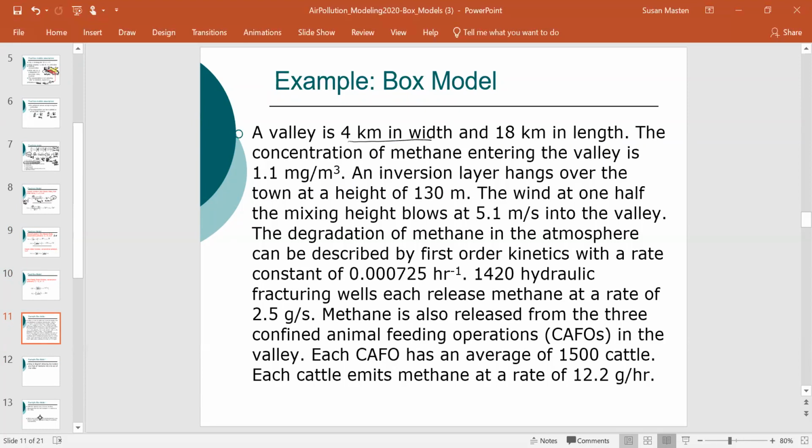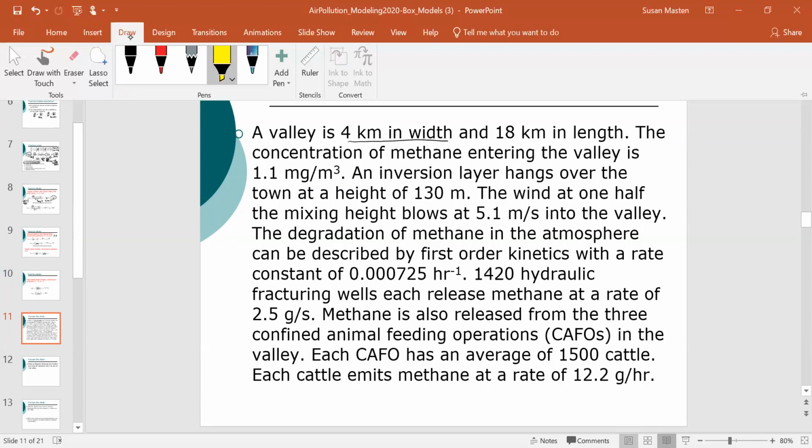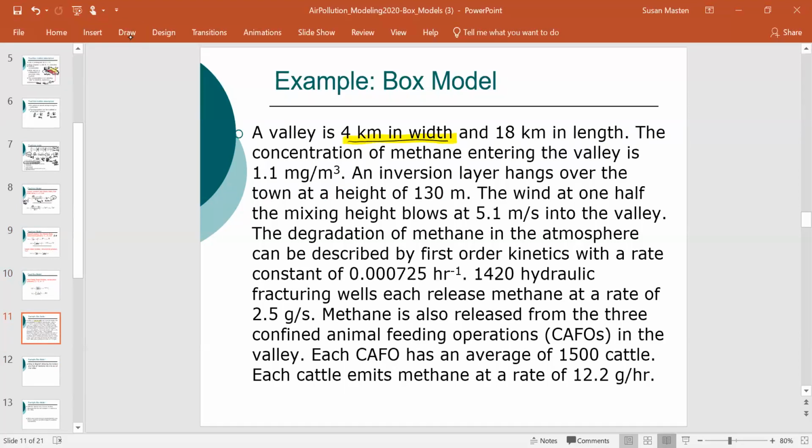We have a valley, and I'm going to switch. Okay, so we have a valley that is 4 kilometers in width, 18 kilometers in length, and we have a concentration entering the valley of 1.1 milligram per cubic meter. We have an inversion layer hanging over the town, so we have a height of 130 meters, and we have wind at 1/2 the mixing height blowing at 1.5 meters per second. So that's the velocity we'll use.